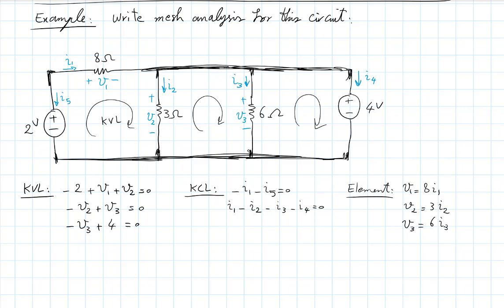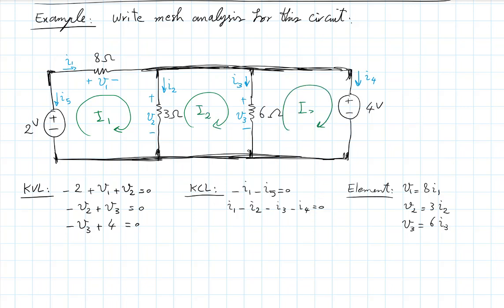Writing things in terms of mesh currents is what we are going to do next. And for that, I'm going to define these mesh currents. So for each of these 3 meshes, so these loops that are empty in the middle, these very simple loops, I'll define a mesh current. I'll define the mesh current I1, the mesh current I2, and the mesh current I3.